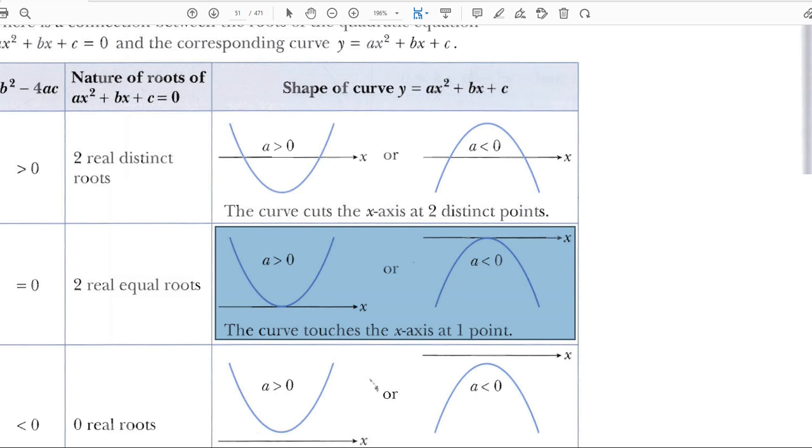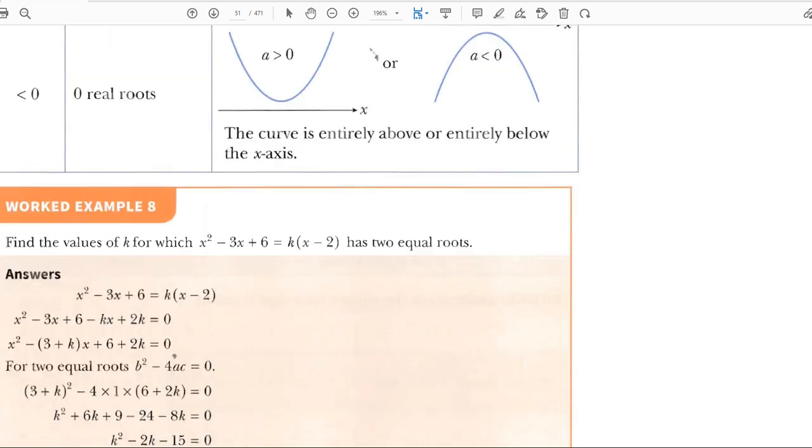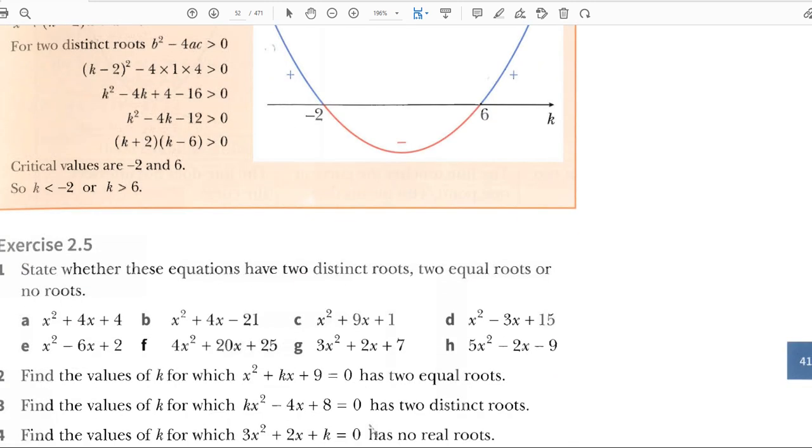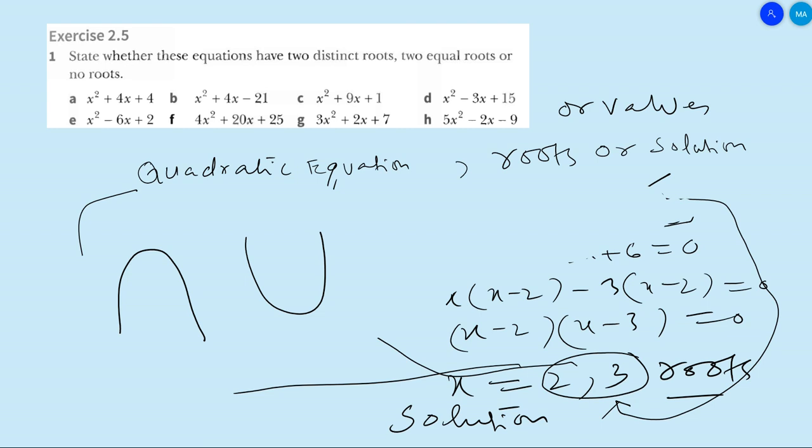The third one is if the discriminant is less than 0, it means we have 0 real roots or no roots. For this case, the curve cannot touch the x-axis. Okay, so I hope you understand. After this concept, we are able to start exercise 2.5. Here we go.